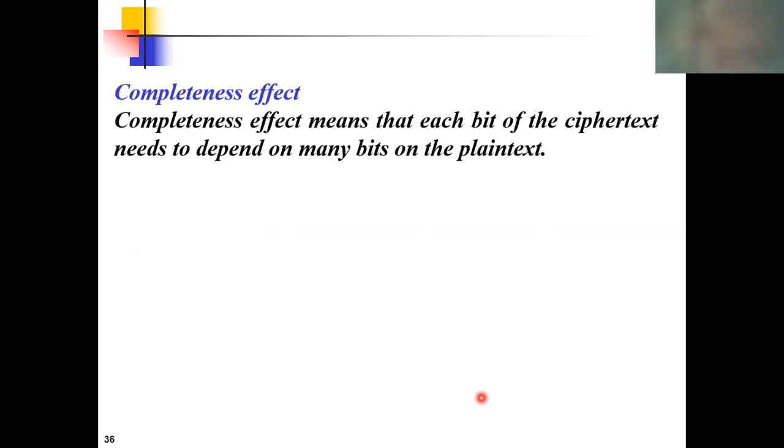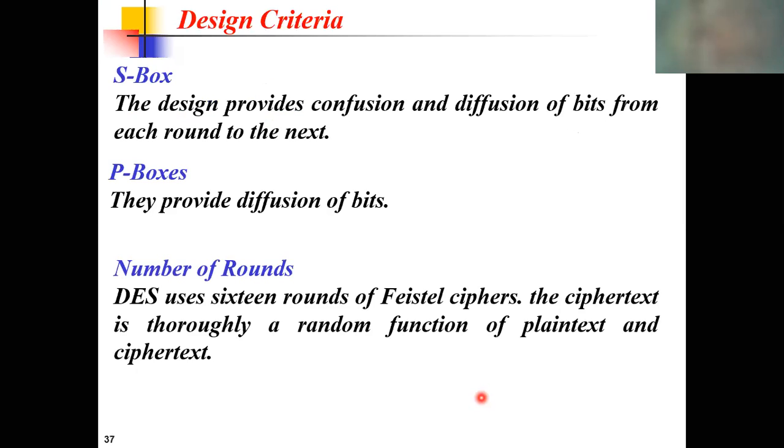It means that the bits of the cipher do not depend upon just one thing. They must depend upon more than one thing in order to achieve good completeness characteristics. While devising a very good block cipher, it must have some good criteria. Like S-boxes, the design provides confusion and diffusion of the bits from each round to the next round. P-boxes provide diffusion of the bits, and for the number of rounds, DES uses 16 different rounds of Feistel cipher. The ciphertext is thoroughly a random function of plaintext and ciphertext.